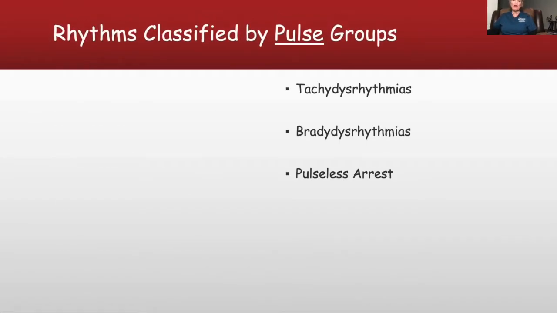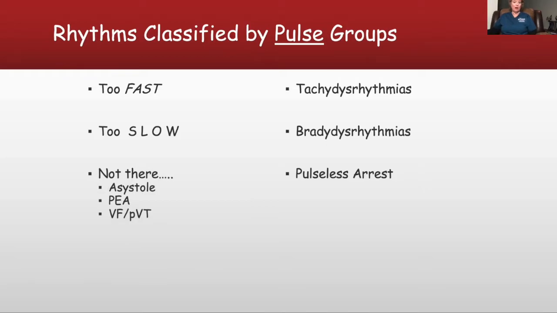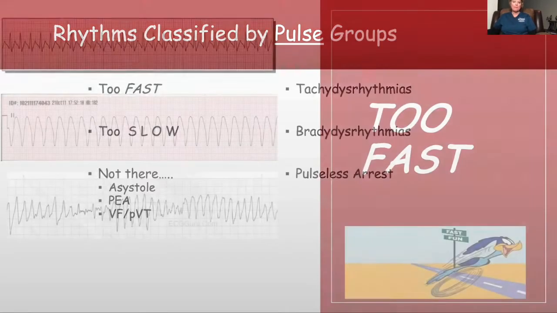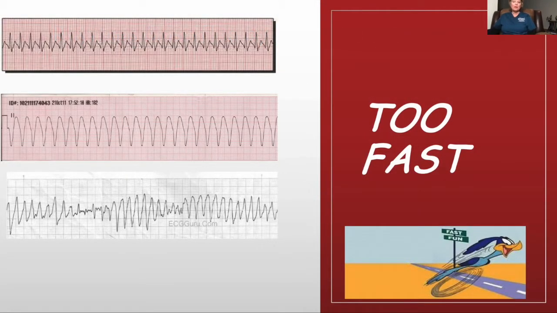So let's talk about rhythm groups classified by their pulses. This is exactly how we go over it in PALS, and that's what we're going to do today. So the pulse is too fast, the pulse is too slow, or you go to check a pulse and it's not there. Tachydysrhythmias, bradydysrhythmias, or pulseless arrest. So let's talk about the rhythms that are too fast. And again, these are in pulse groups, so we're talking about patients who have a pulse.